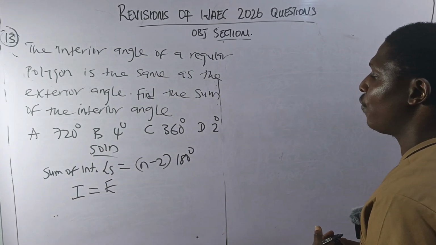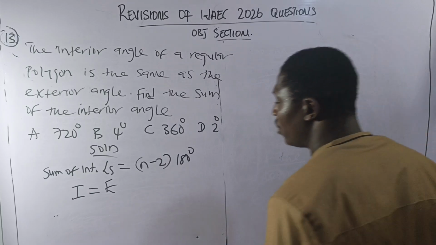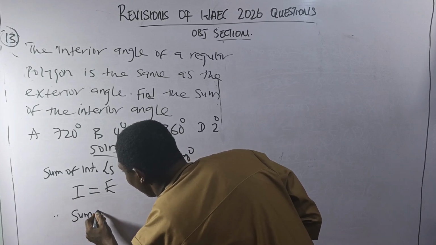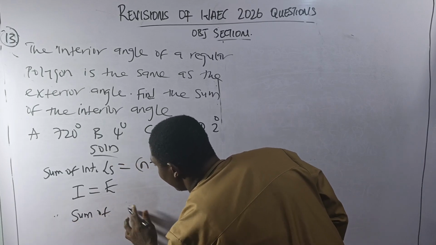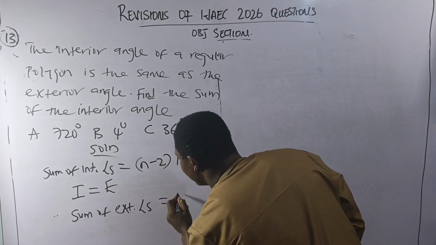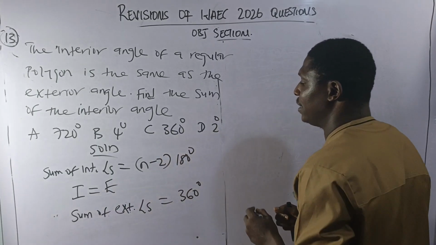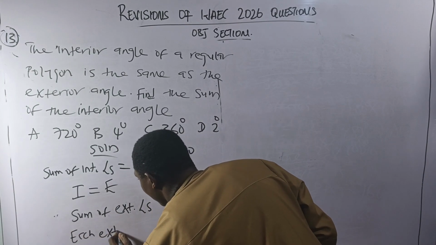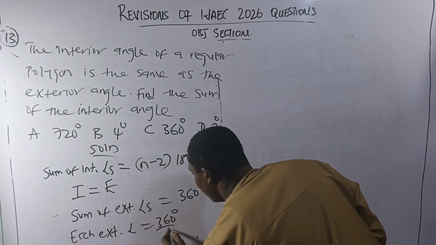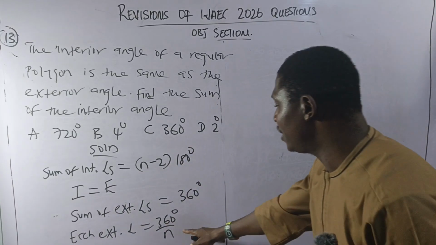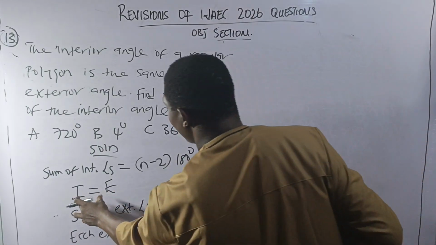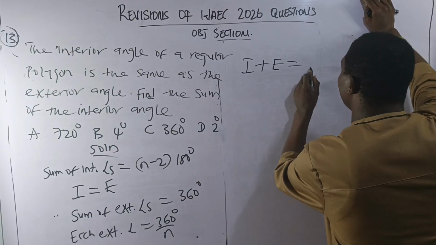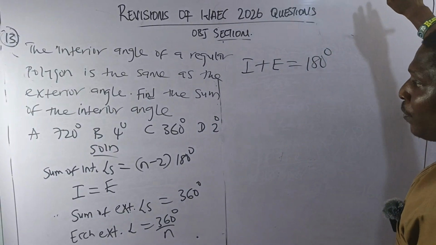And sum of exterior angles is equal to 360 degrees. And each exterior angle is equal to 360 degrees all over n, where n is the number of sides. Now, interior angle equals exterior angle, and interior angle plus exterior angle is equal to 180 degrees, meaning they are supplementary.